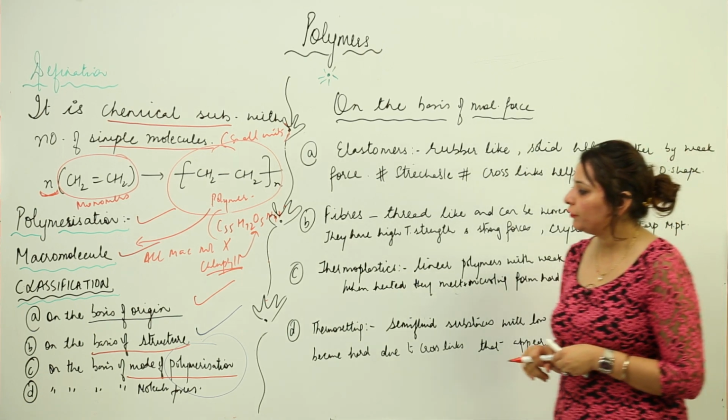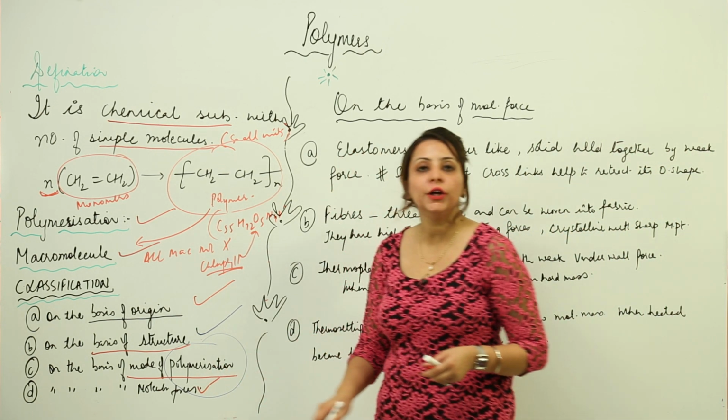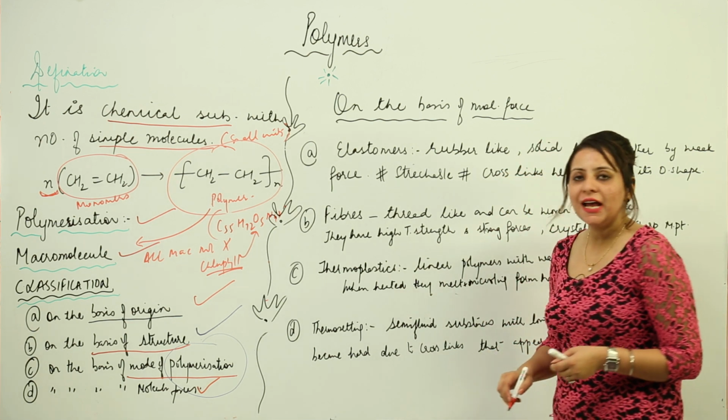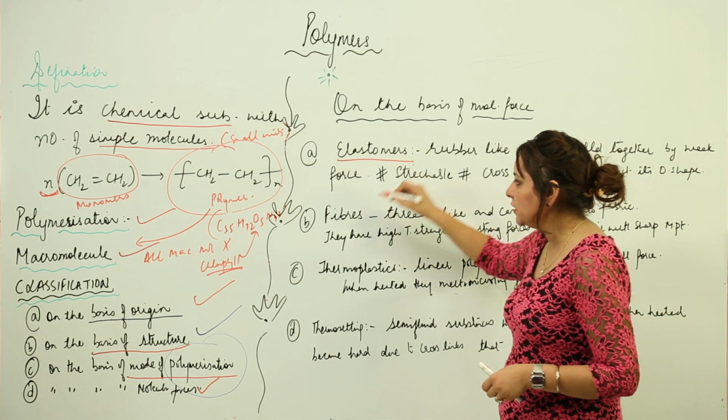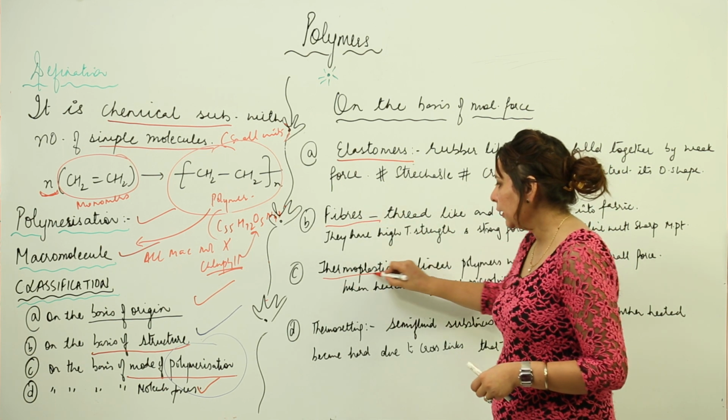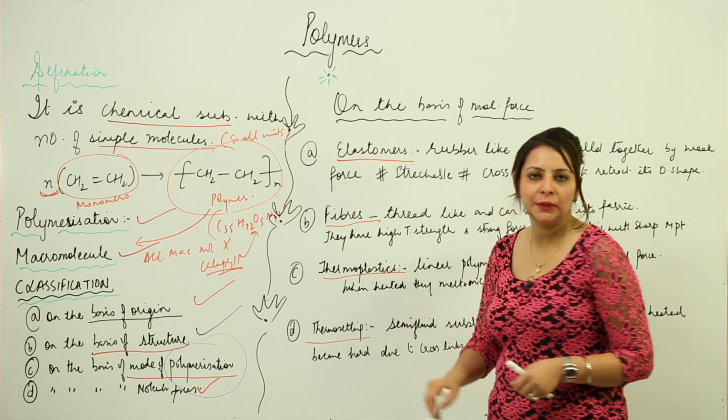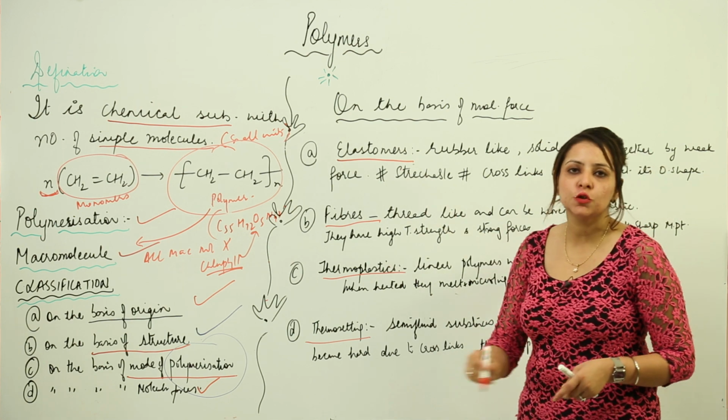Now the fourth classification I have is on the basis of molecular forces. So we see that on the basis of molecular forces, they are of four types: elastomers, fibers, thermoplastics and thermosetting plastics. Now what are elastomers?